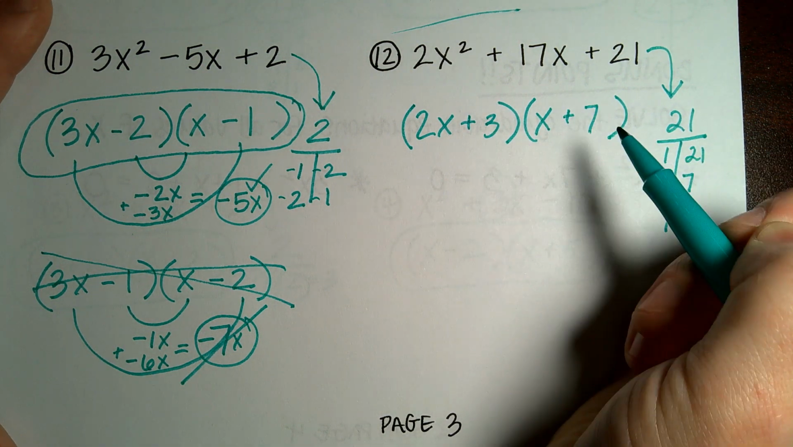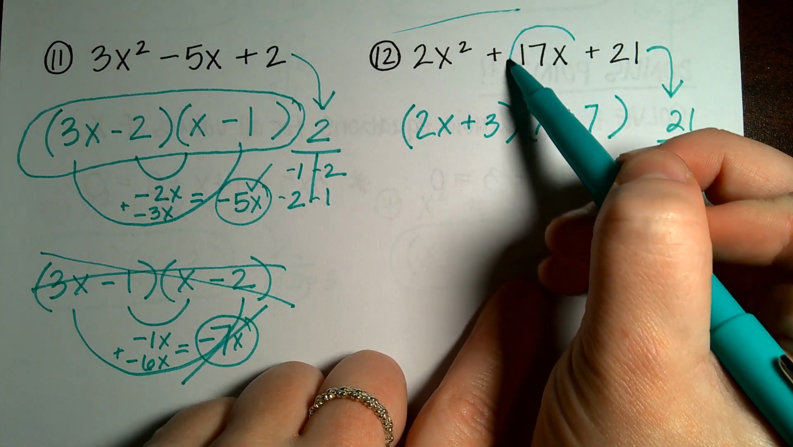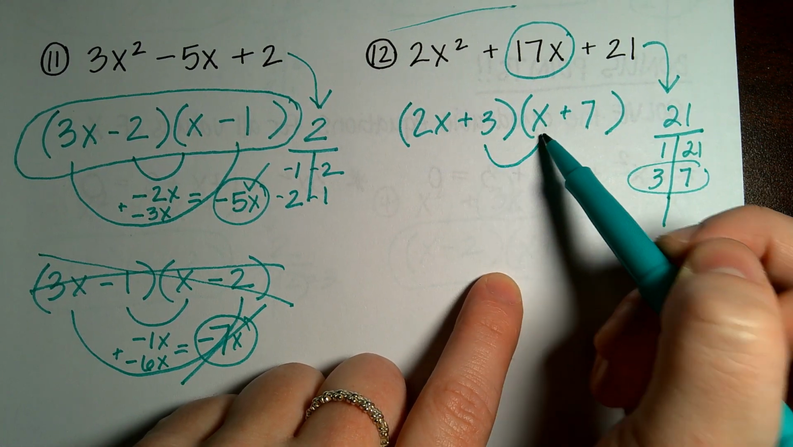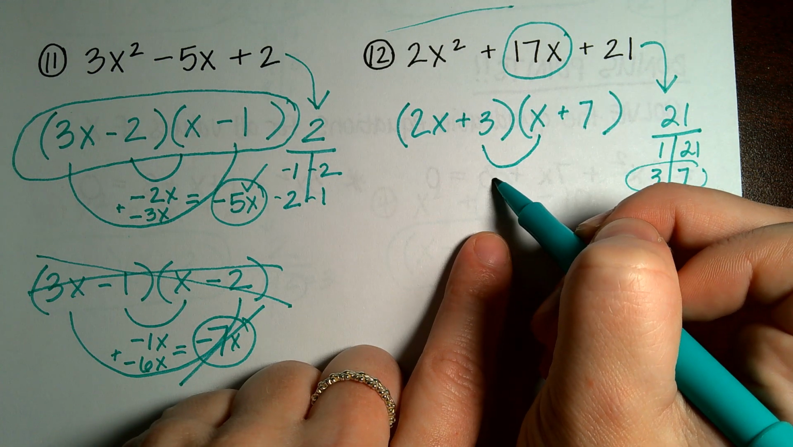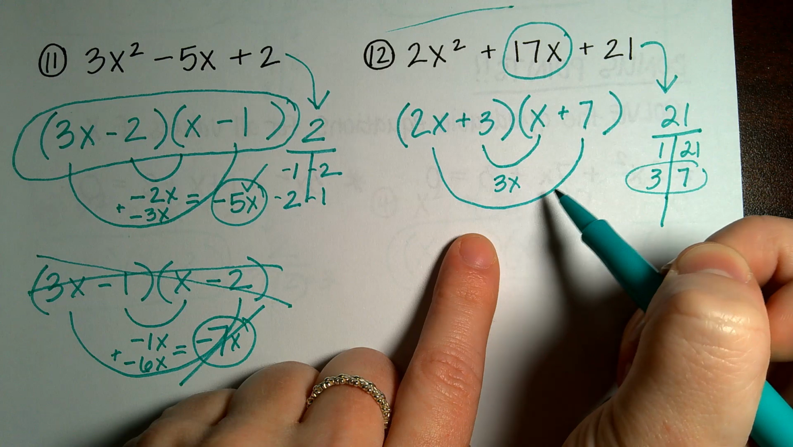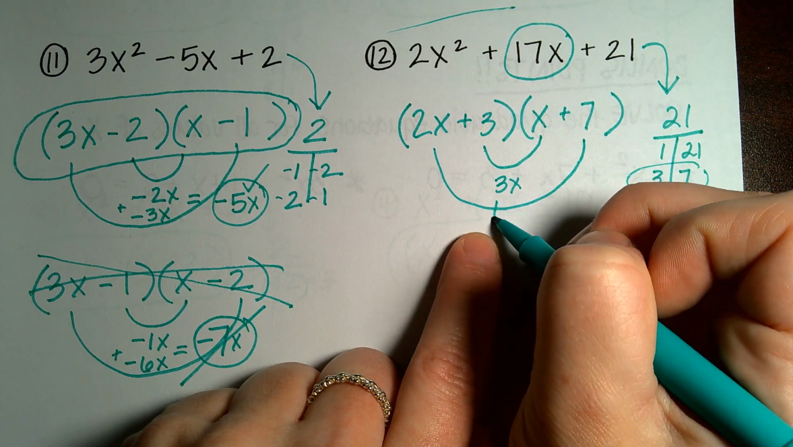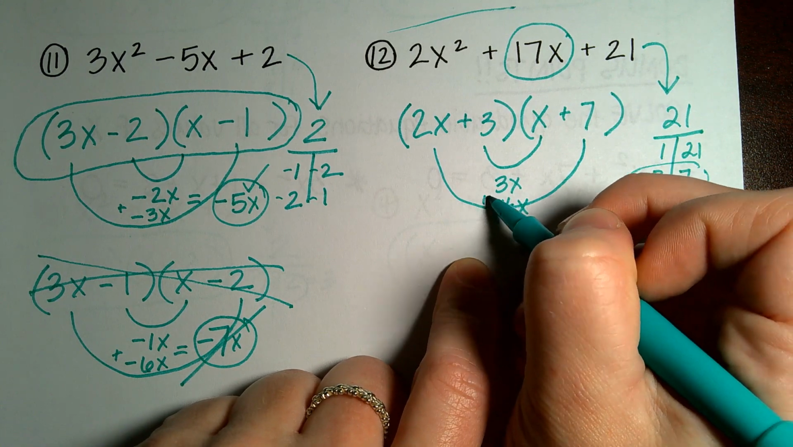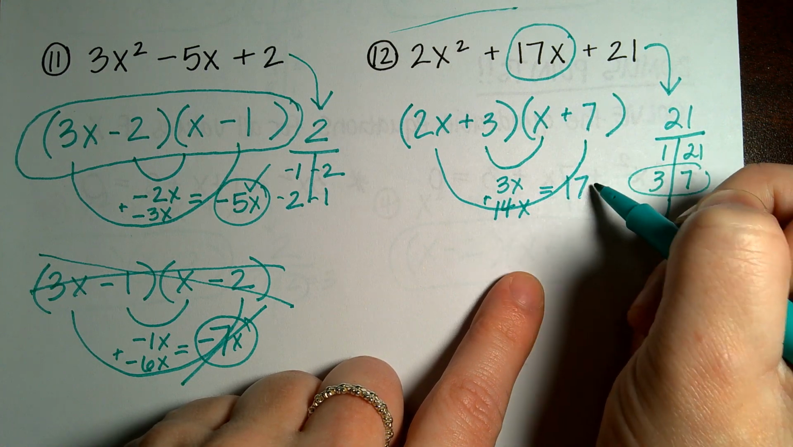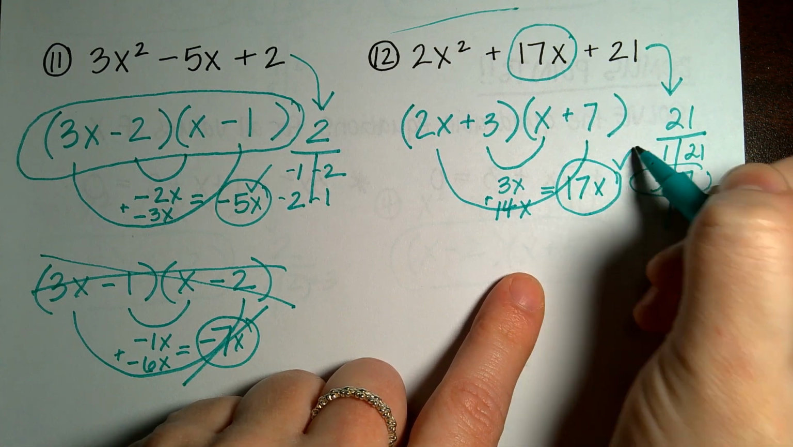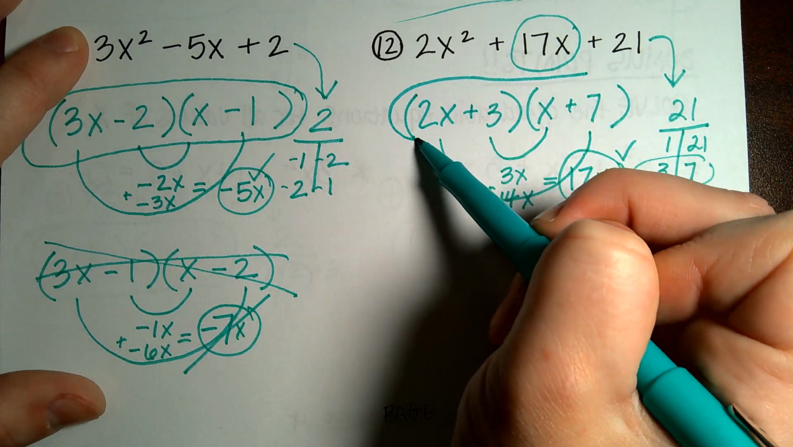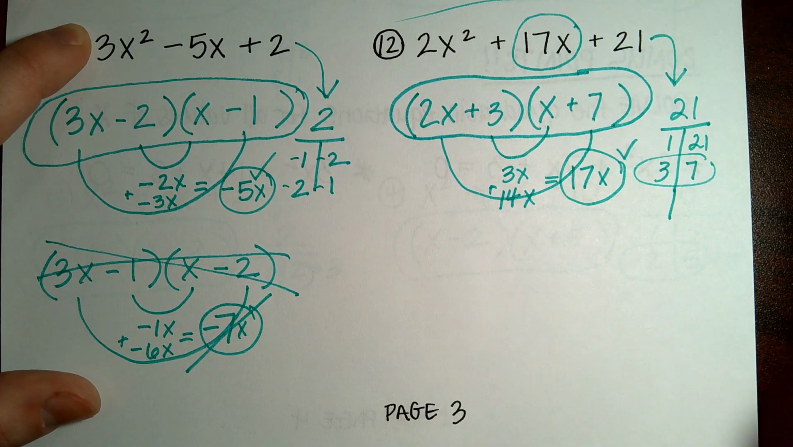Okay, let's try it out. Let's see if it works. We want to make sure they add up to 17x. We're trying this one. 3 times x is plus 3x. I know that's right. 2 times 7, 14. 14x. Plus those. And 14x plus 3x is 17x. That's what we wanted. First try. Nice. Very nice.